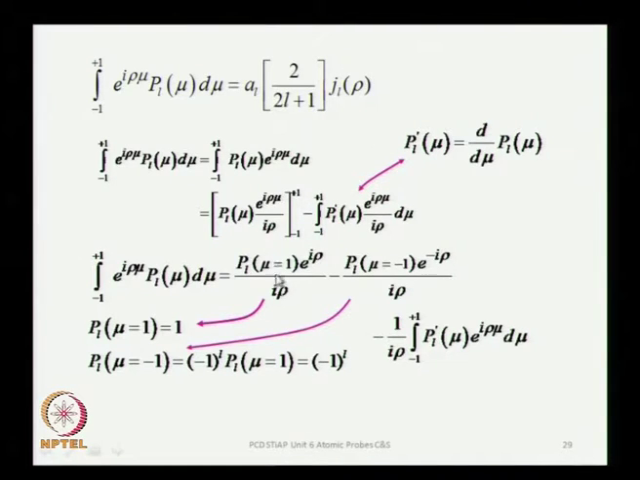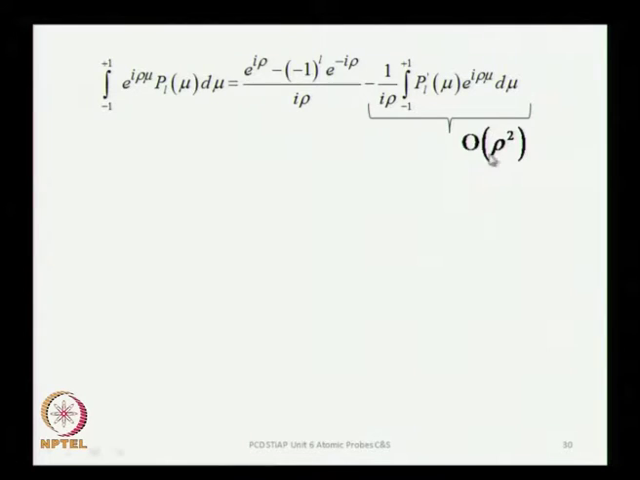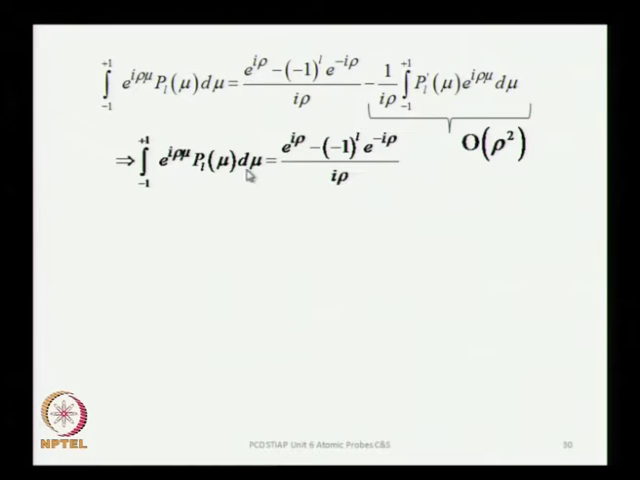So, these two Legendre polynomials and this will give you e to the i rho over i rho, because PL of mu is equal to 1. In the second term, PL of mu is minus 1 to the L. So, you get minus 1 to the L times e to the minus i rho over i rho, and then you have got this integral which we know already will make ignorable contribution. So, this is the contribution which is of the order of 1 over rho square. Okay. So, you can ignore this in all subsequent analysis, and this is now your solution.